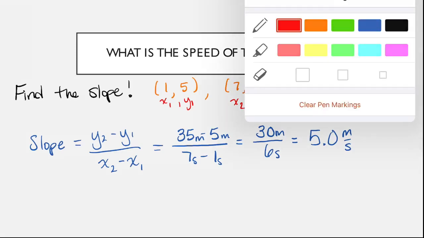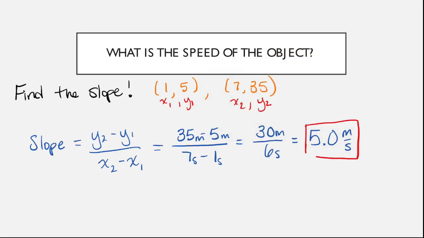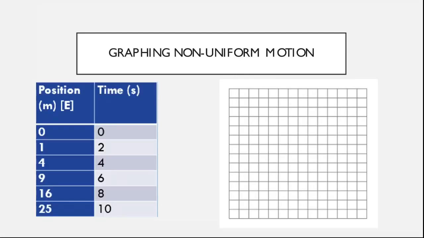There we go. So that is how you find speed from a distance time graph. Just a little refresher for you there. I know we've done it before, but it's nice to have those reminders. Okay, so let's get on to non-uniform motion.